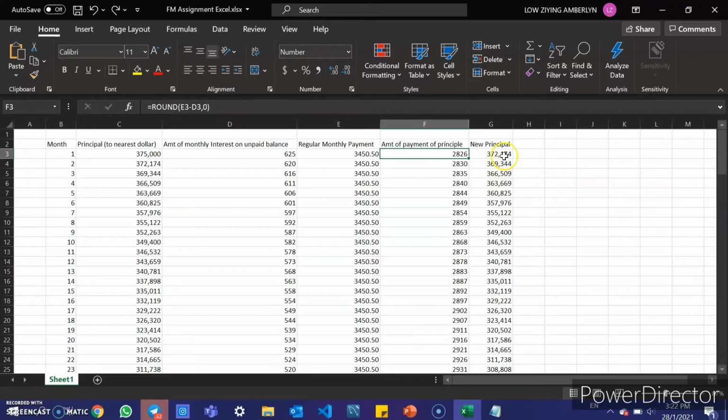0 is to round it off to 0 decimal, which is the nearest whole number. To get the new principal, I use the original principal minus the amount of payment of principal. Hence, I use C3 minus F3. Since the starting of the second month is the first month new principal, I use C4 is equals to G3. All these values are dragged down to follow the order.